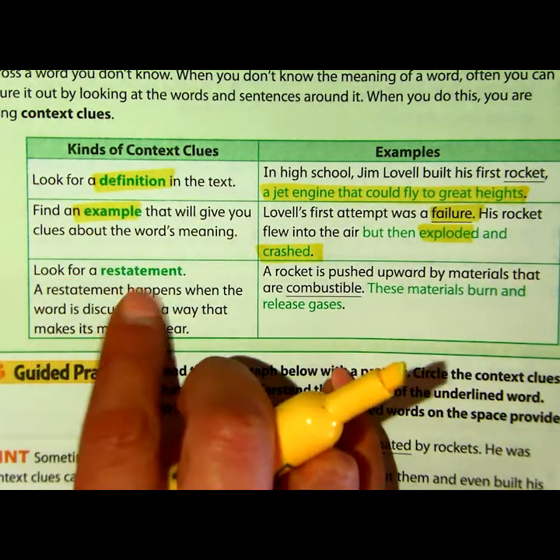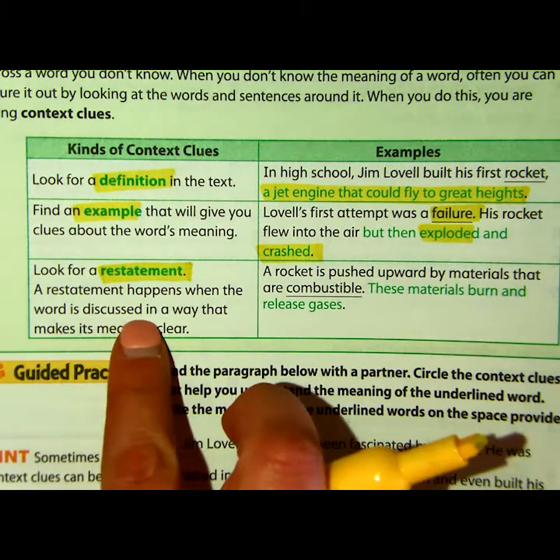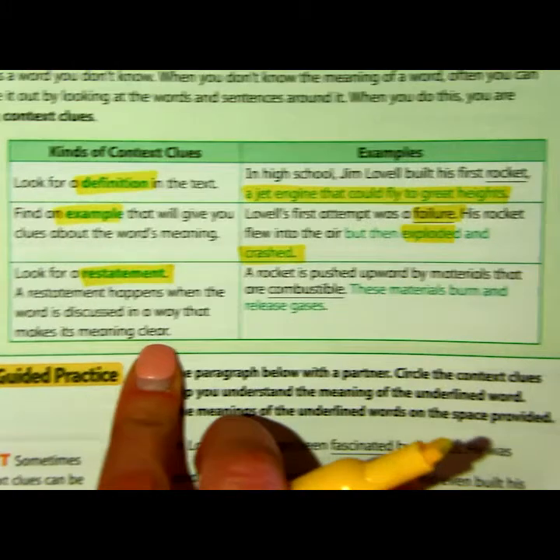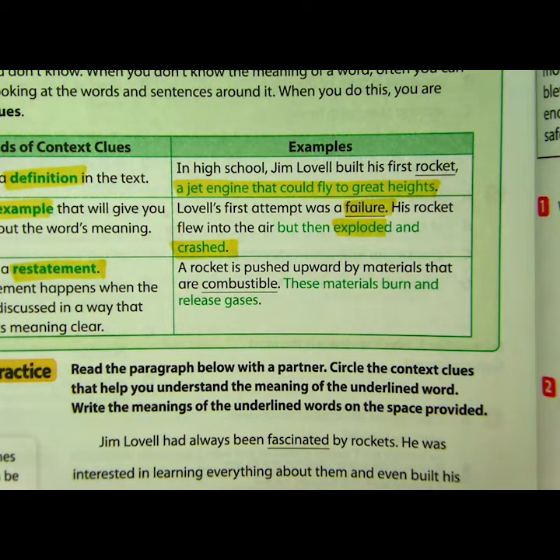Sometimes you can look for a restatement. A restatement happens when the word is discussed in a way that makes its meaning a little more clear. For example, a rocket is pushed upward by materials that are combustible. These materials burn and release gases.